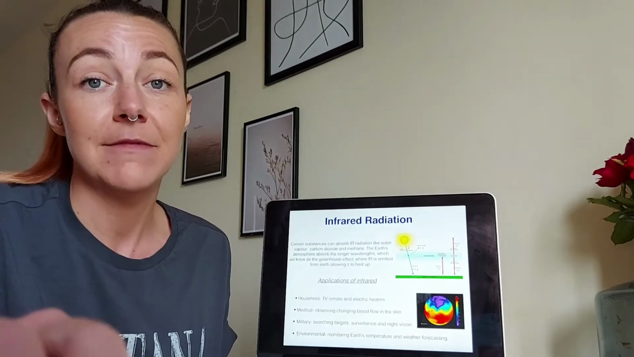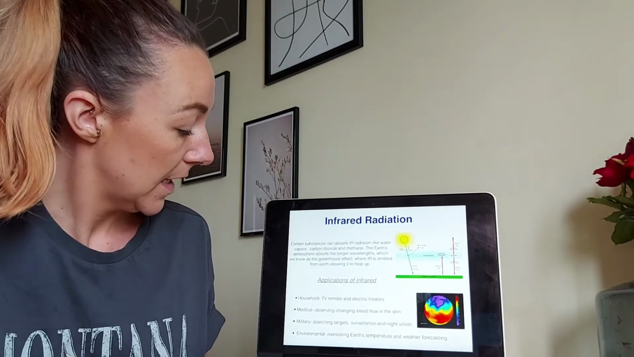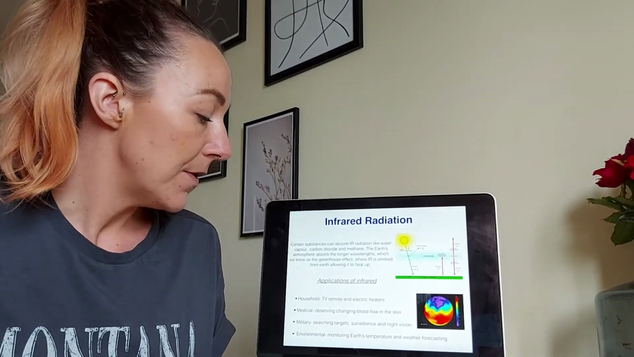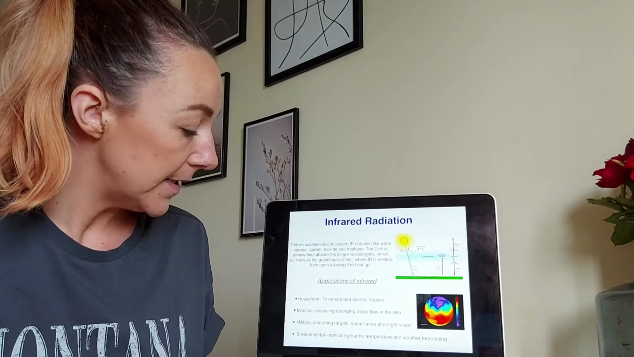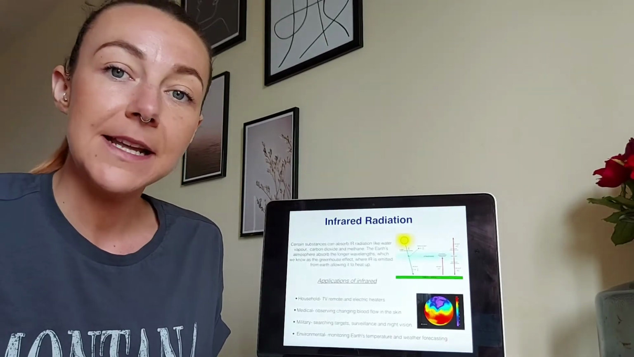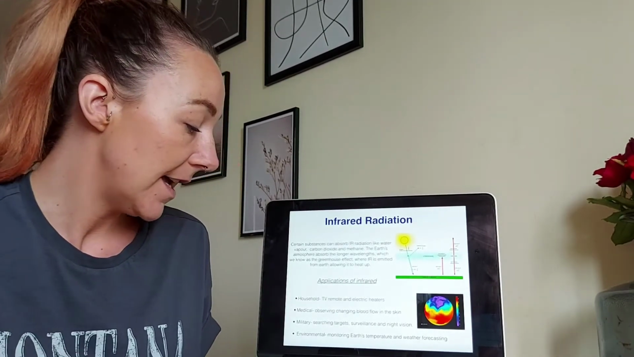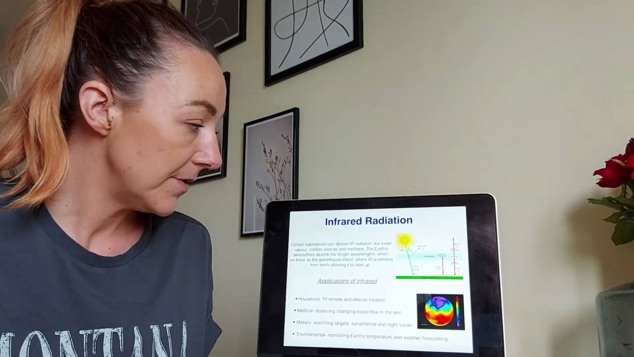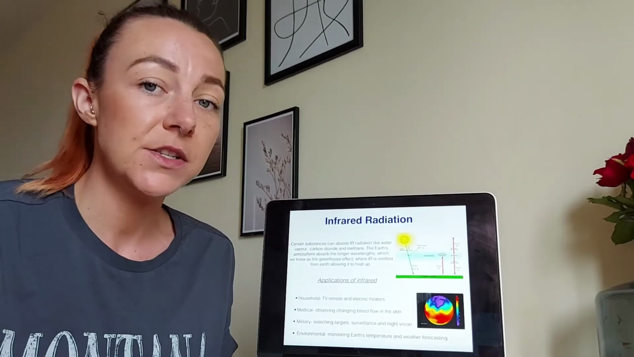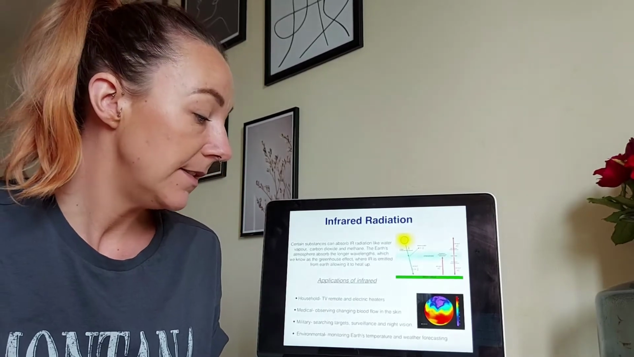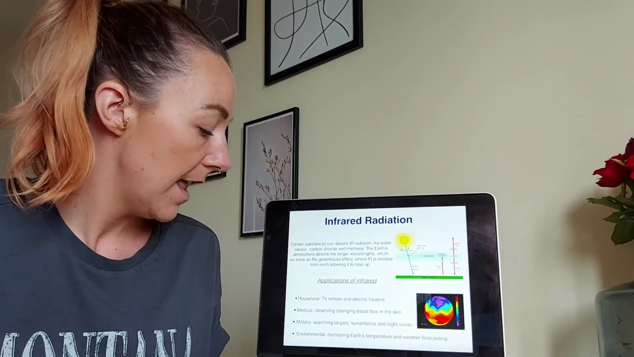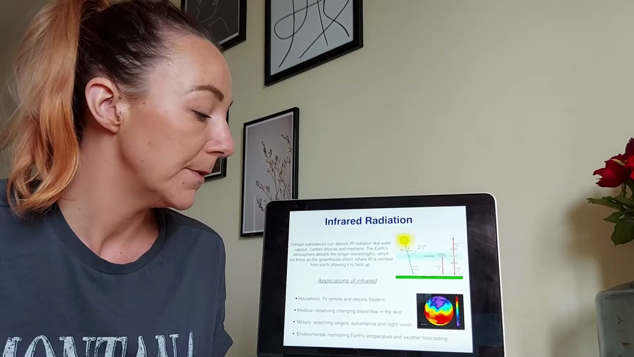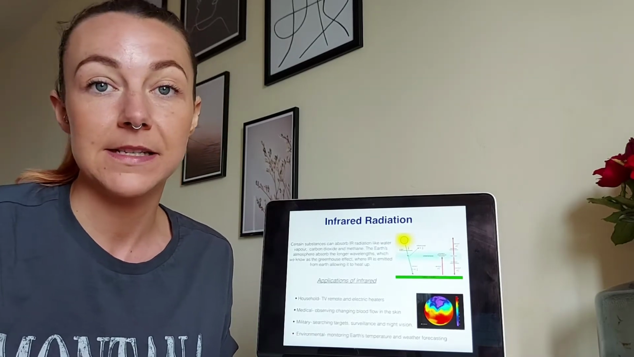Applications of infrared. Household items such as TV remotes and electric heaters. Medical applications for observing change in blood flow in the skin. Military use infrared radiation for searching targets, surveillance and night vision. And environmental applications like monitoring the Earth's temperature and weather forecasting.